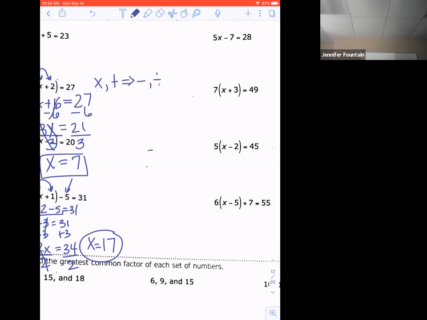Negative 30. When we had to distribute, 6 times 5 is a negative 30. Negative 30 plus 7. Opposite signs, find the difference. So you should have had negative 23. Then you have to add 23 to both sides.